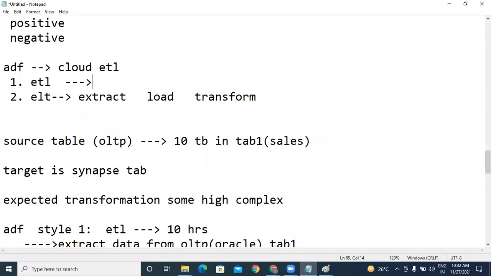But please tell me, in a single line, in shortcut, when do you recommend I go for ETL, and when do you recommend I go for ELT? A simple answer is small volume, ETL. Big volume means ELT. Multi-terabytes or petabytes like that.